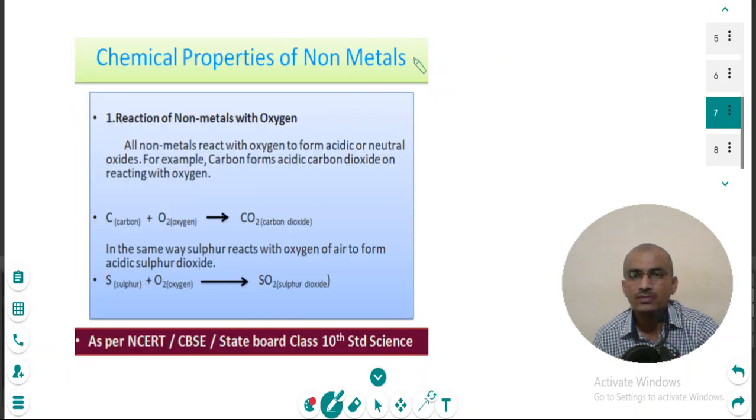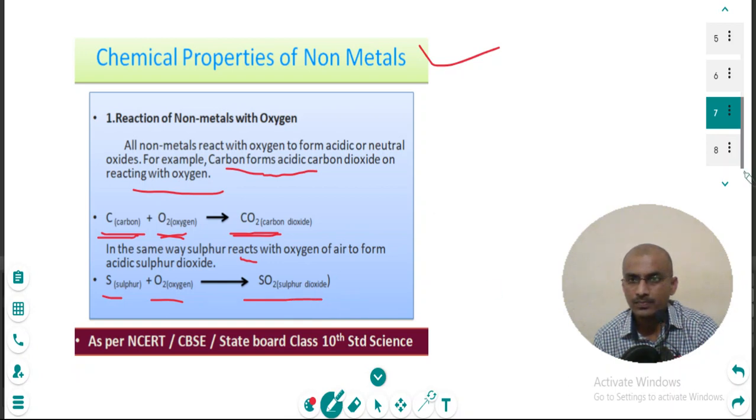Similarly, chemical properties of non-metals. The first one is the reaction of non-metals with oxygen. All non-metals react with oxygen to form acidic or neutral oxides. For example, carbon forms acidic carbon dioxide on reacting with oxygen: carbon plus oxygen gives carbon dioxide. This side we call the reactants, and this side the products. In the same way, sulfur reacts with oxygen of air to form sulfur dioxide: sulfur plus oxygen gives sulfur dioxide. These are the reactions of non-metals with oxygen.